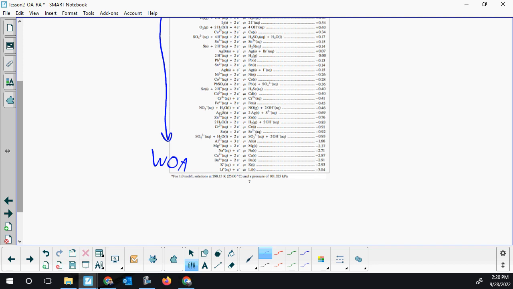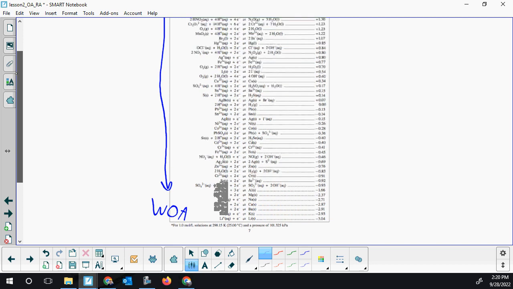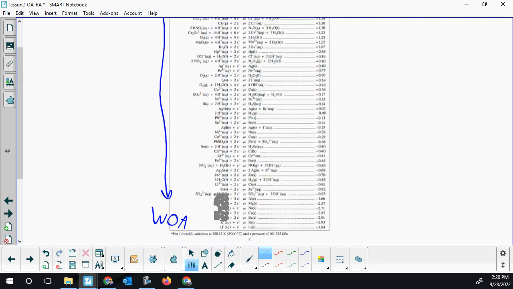Lithium ion really doesn't want to gain an electron and become neutral. It's very happy to not have that electron. So that is a reduction, it's just the weakest. That should feel a little bit like an acid-base table.